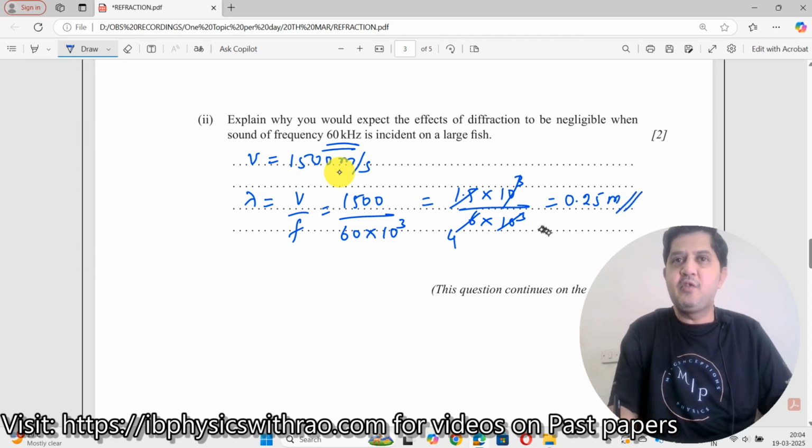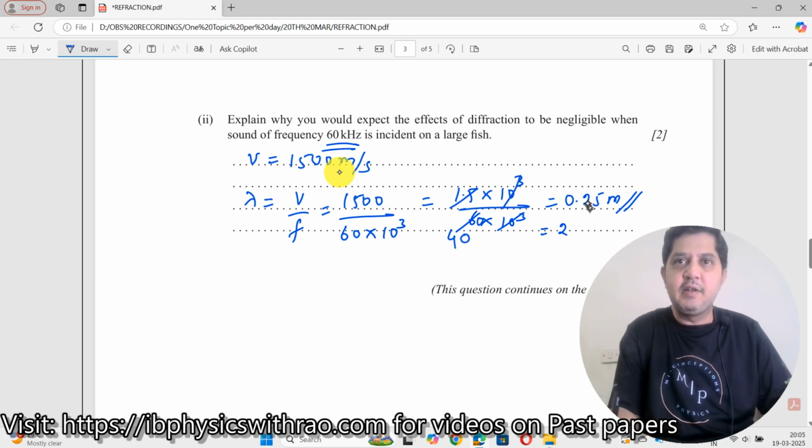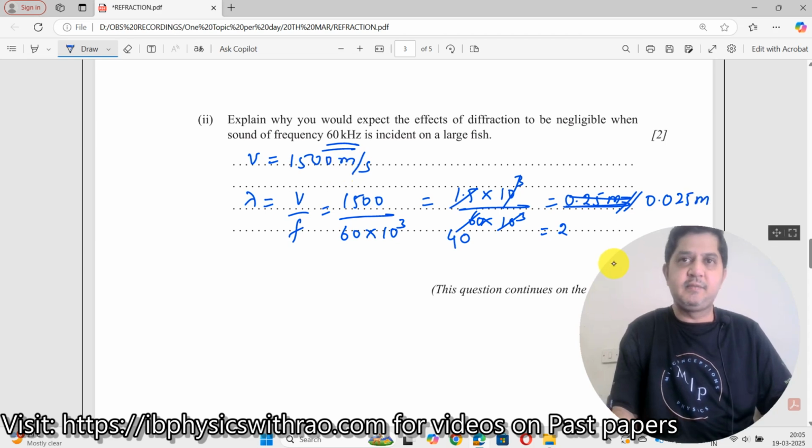1.5 ones are 1.5, 1.5 fours are 6. So there's 60 here, so this is 1 by 40, which should now be equal to 0.025 meters. Okay, what is 0.025 meters? This is around 2.5 centimeters.